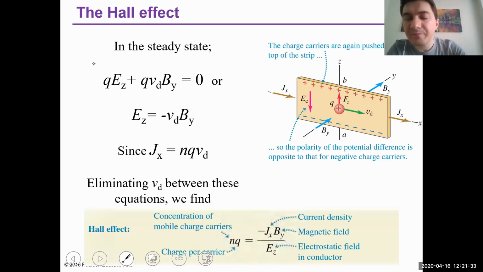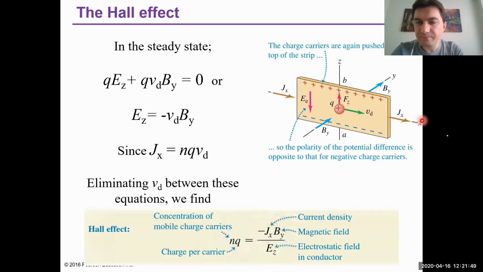So here I have a conductor, okay, and there is no magnetic field, there is no current at the beginning. Then I drive a current along the x-axis. This is the current density, okay? Let's consider we have positive charges. In semiconductors, there are holes. They can be considered as positive charges. We have already discussed in the previous lectures. So there is a current within the conductor.